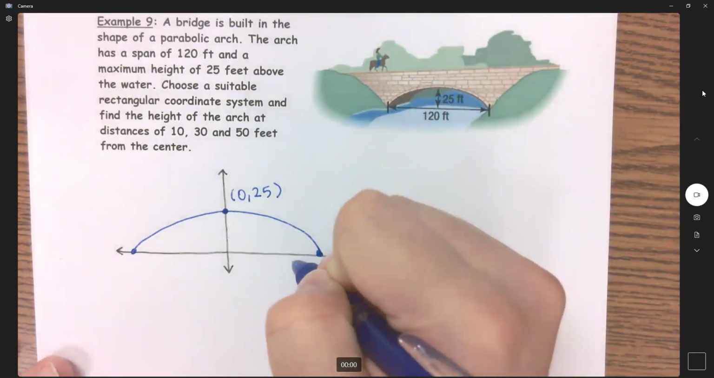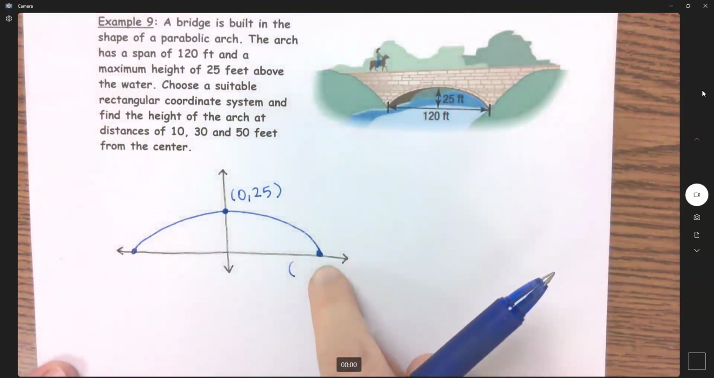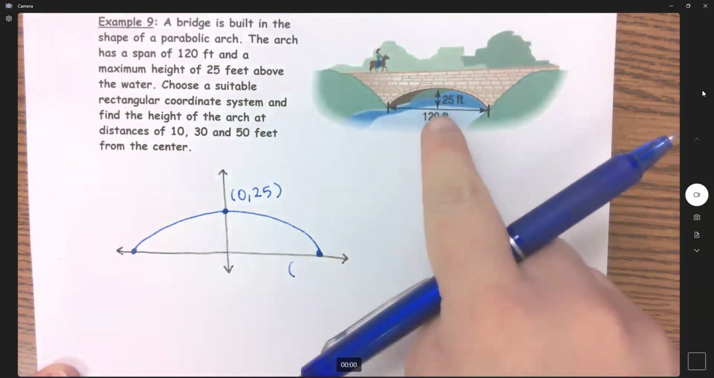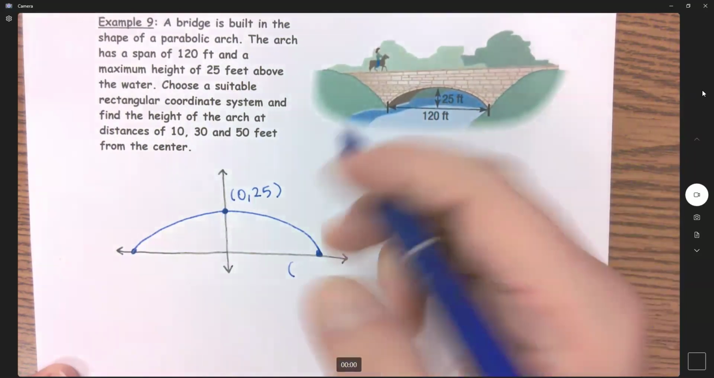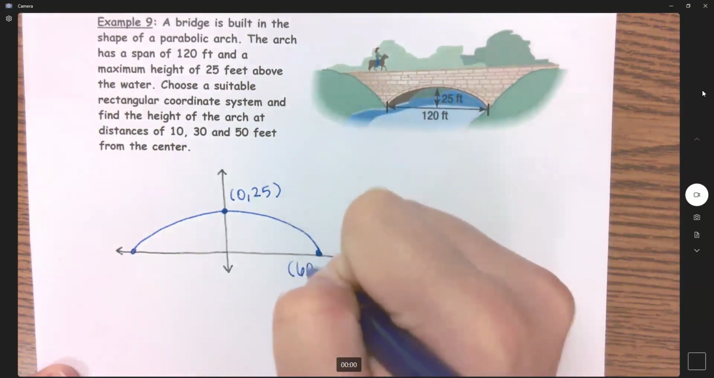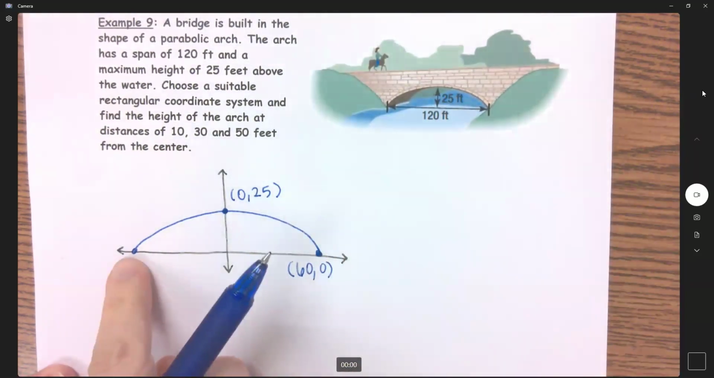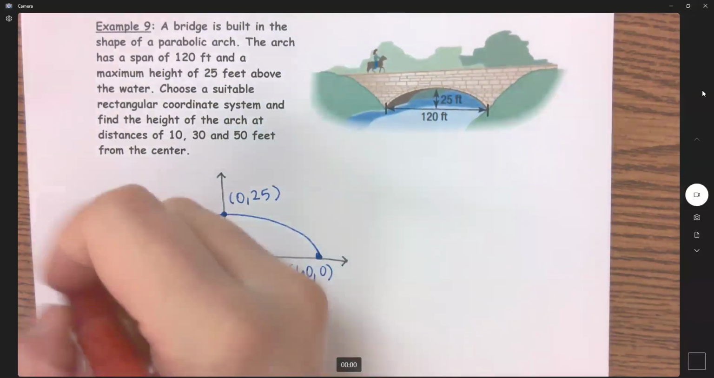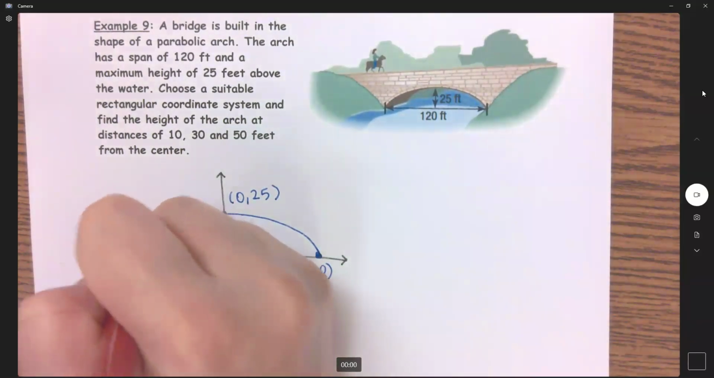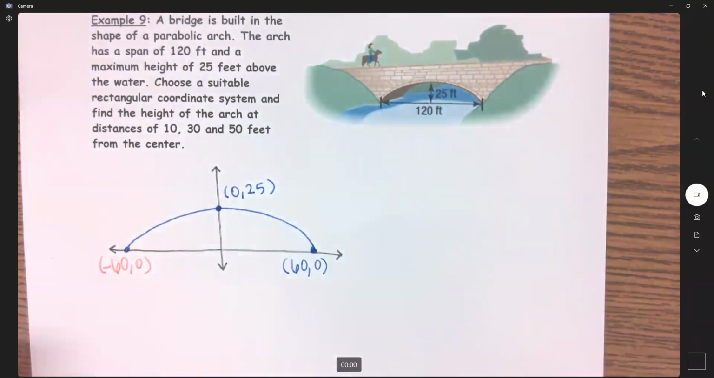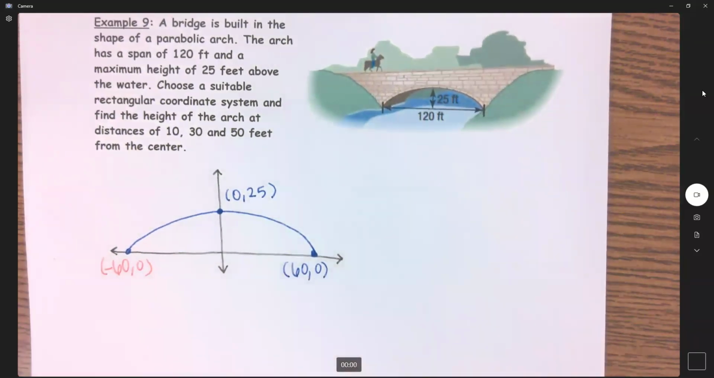What would this one right here be? The length is 120, 0. Going from the center over, half of that would be 60. Now again, we don't need it, but this over here would be negative 60, 0. And so now that's got a whole length of 120.